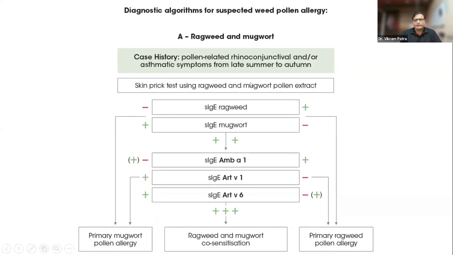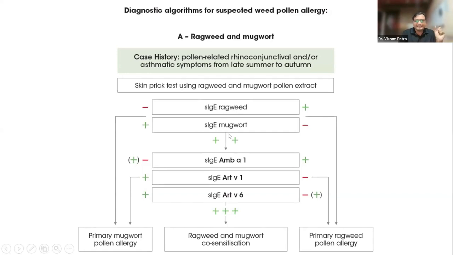Now, case history: because the pollination season is the same for Ambrosia as well as Artemisia, both will present with rhinoconjunctival symptoms and asthma symptoms during the late summer to autumn period. We should go for the skin prick test using ragweed and mugwort pollen extract. If serum specific IgE for ragweed or the skin prick test for ragweed comes positive and mugwort is negative, then we know this is primary ragweed pollen allergy. But if mugwort is positive and ragweed is negative, this is primary mugwort allergy.